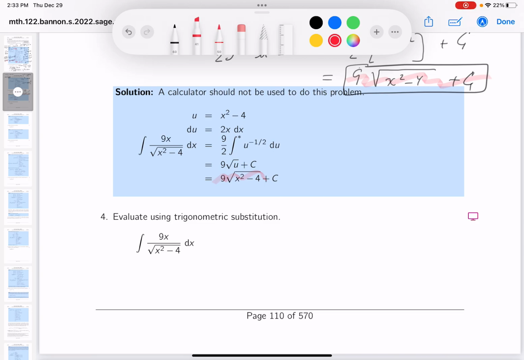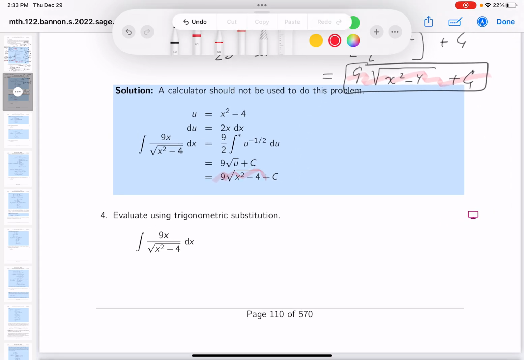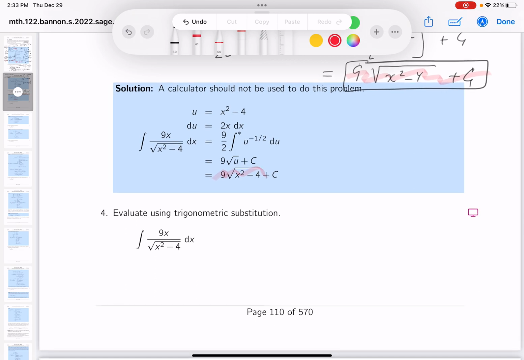Okay, they didn't tell me what substitution to make, but they did say use trigonometric substitution, so I'm going to do that. So I'm going to say, let's see, x equals 2 secant theta. All right. And let's write this down now. So let's be real careful too. So 9x would be 18 secant theta.